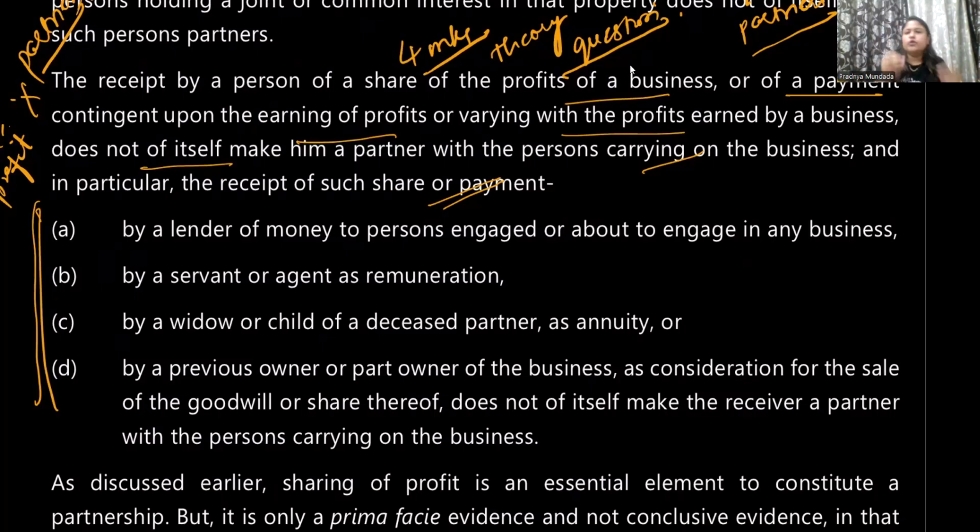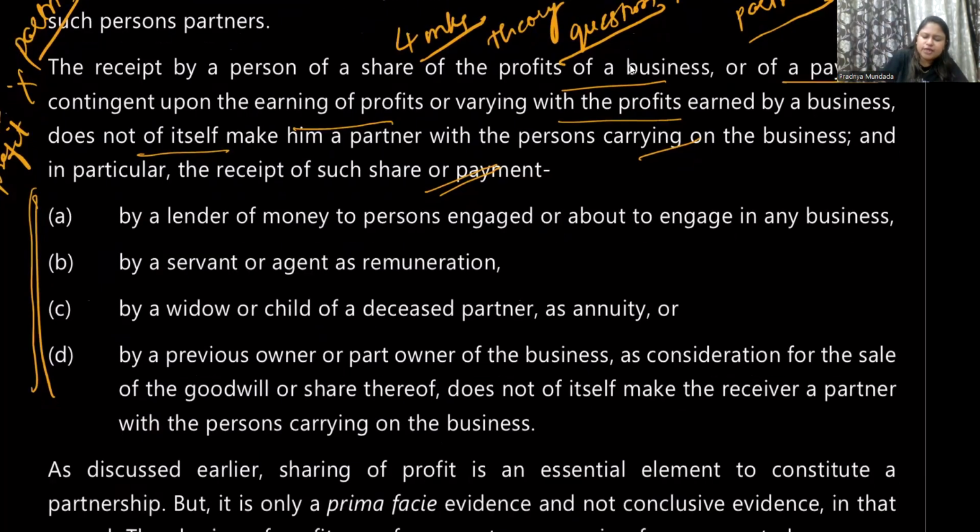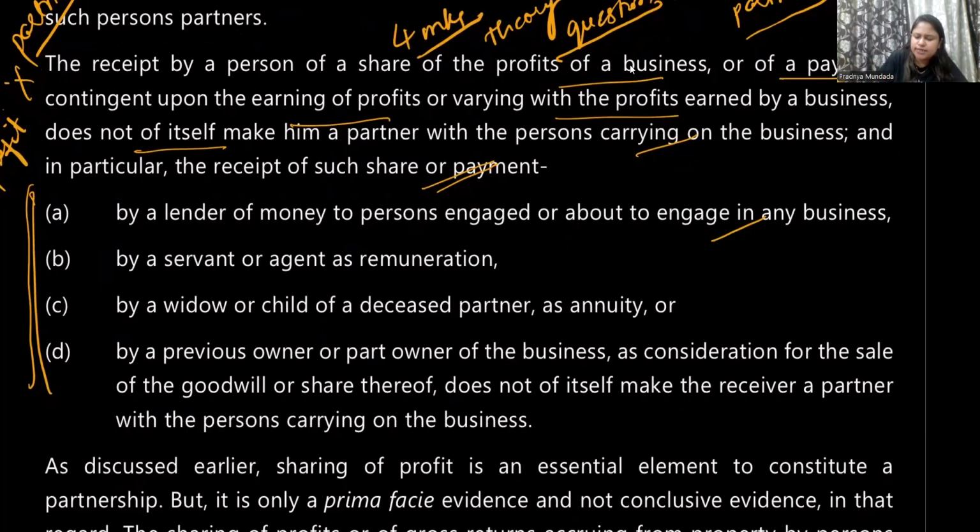So now when you go to take a loan from the bank, you are required to repay the bank with principal and interest. From where is this interest and principal coming? From your business profits only. Correct? So because you are sharing a part of your profit with the bank for the repayment of the loan, does the banker become your partner? The idea is no. They're telling, by a lender of money to a person engaged or about to engage in any business. Okay, so if a partnership firm goes to a bank and takes a loan, then when you're repaying back, you're sharing the profit with them. Do they become partners to you?